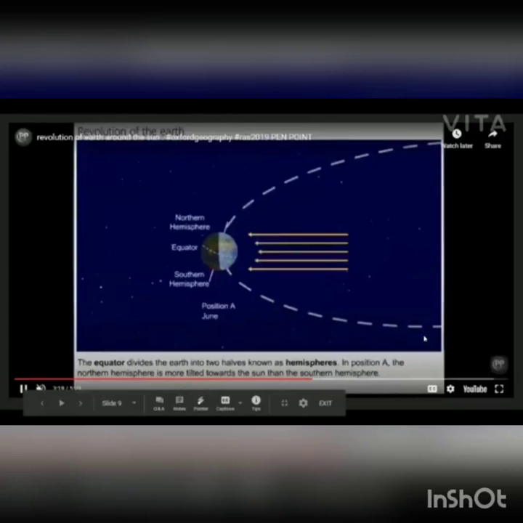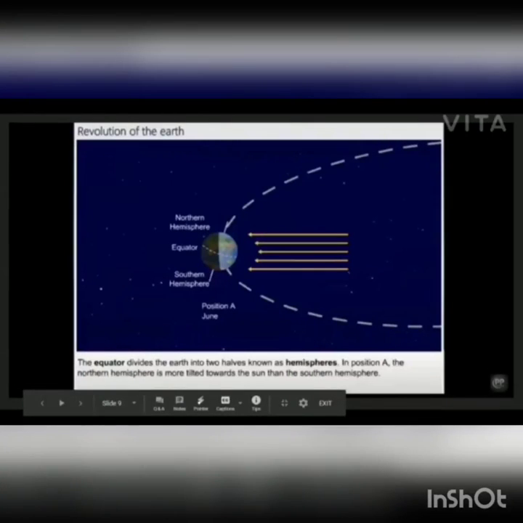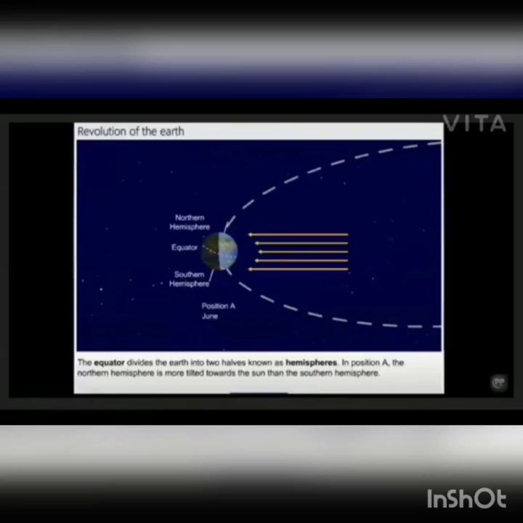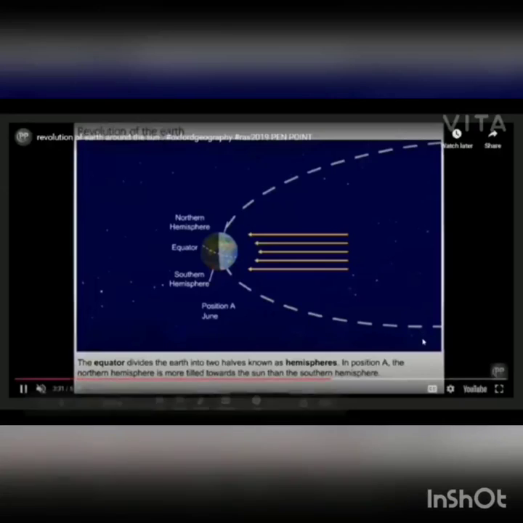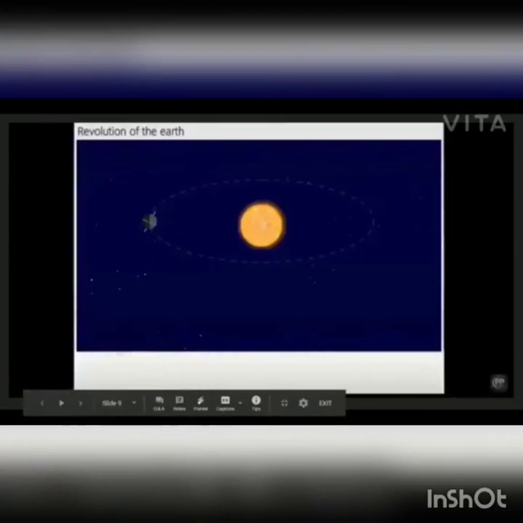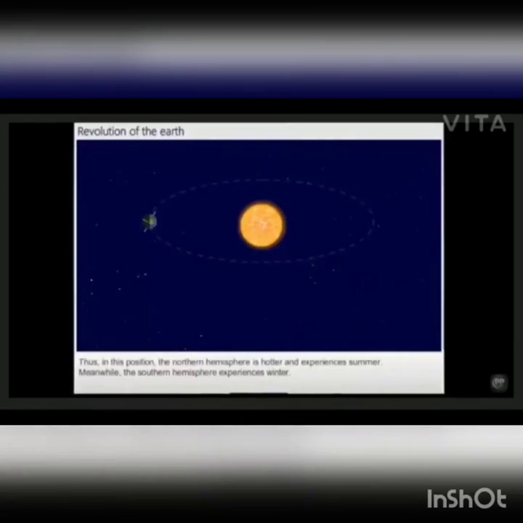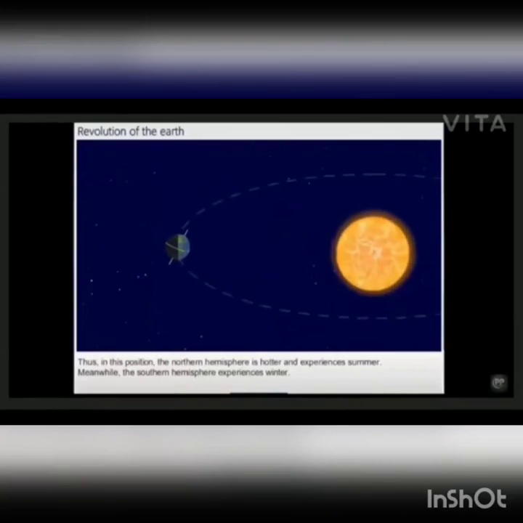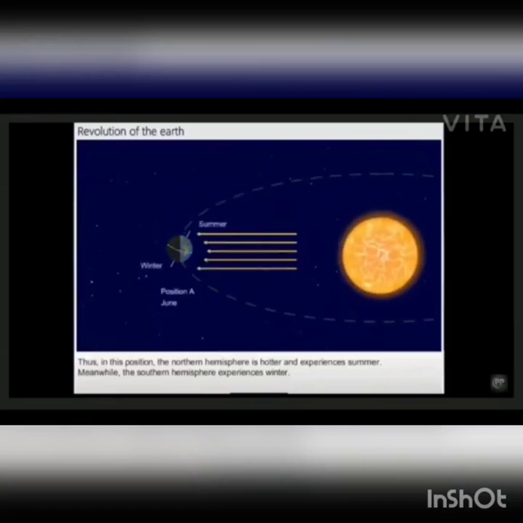The equator divides the Earth into two halves known as hemispheres. In position A, the northern hemisphere is more tilted towards the Sun than the southern hemisphere. Thus, in this position, the northern hemisphere is hotter and experiences summer. Meanwhile, the southern hemisphere experiences winter.